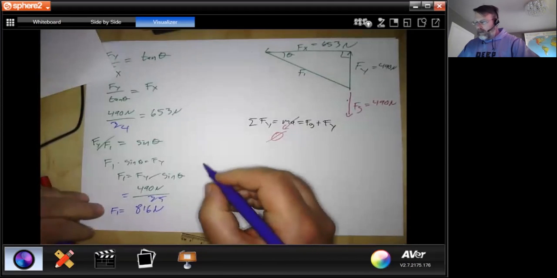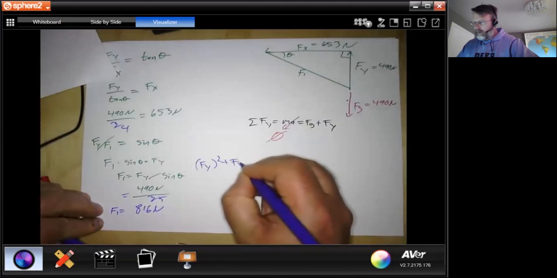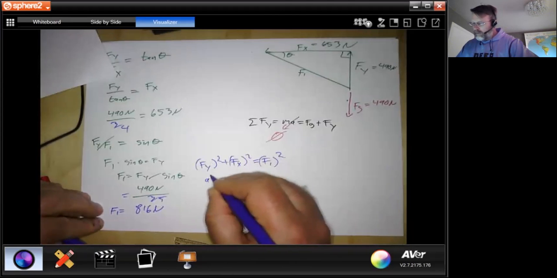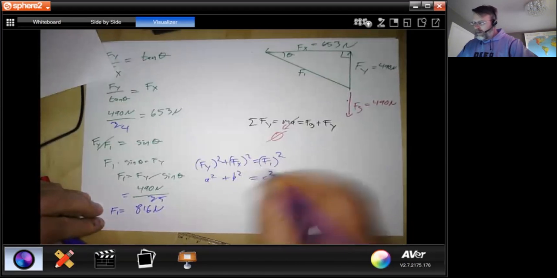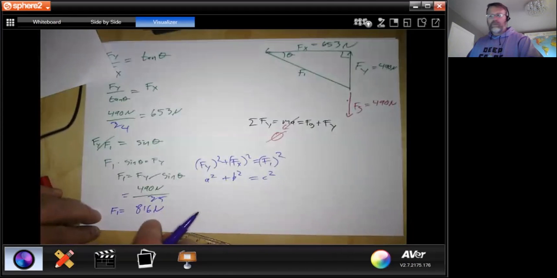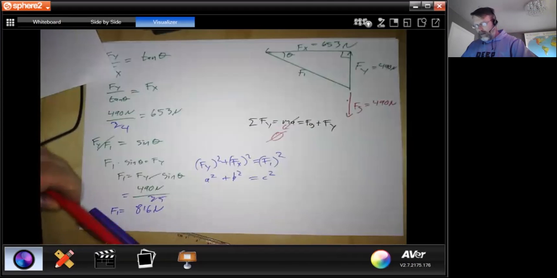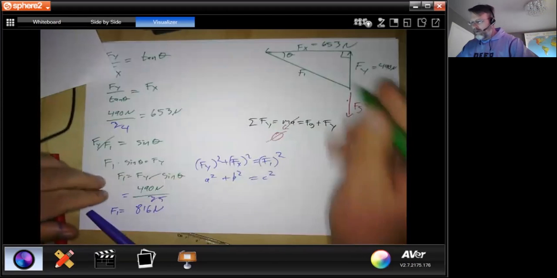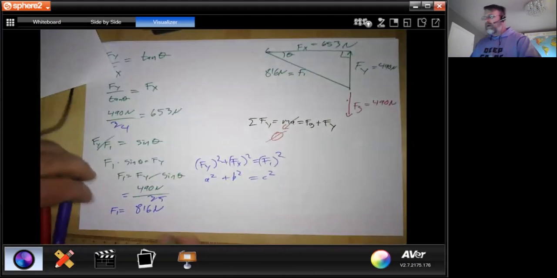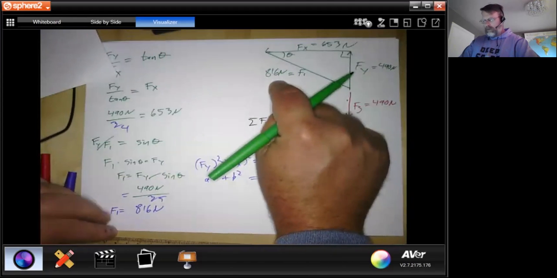By the way, someone also pointed out we could have done Fy squared plus Fx squared equals F1 squared, right? Trig gives us lots of different ways to approach a problem and always getting the same number. So you can figure out which is the best way to work for you as long as at the end we have all of the numbers accounted for. So this was 816. Now we know the force in the x, we know the force in the y, we even know the diagonal force.